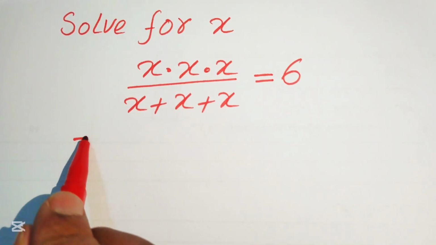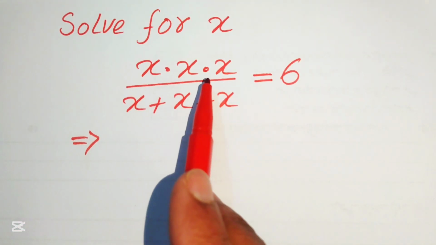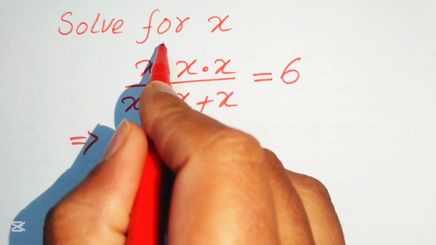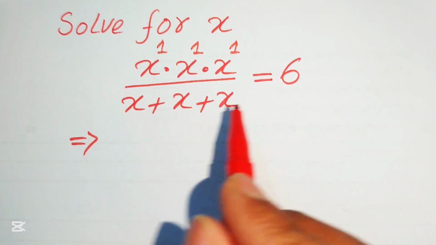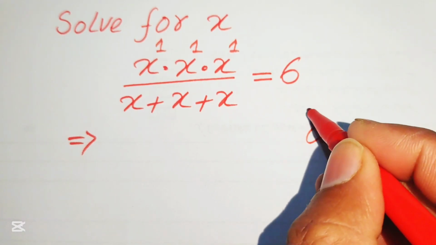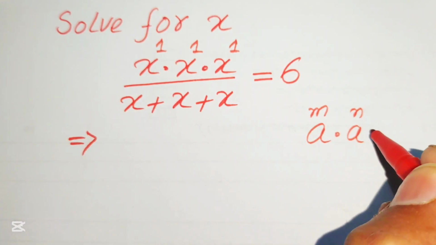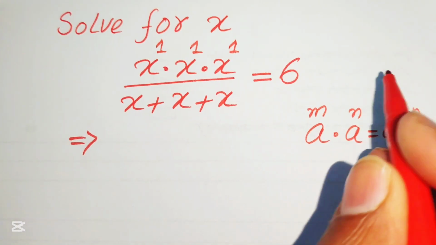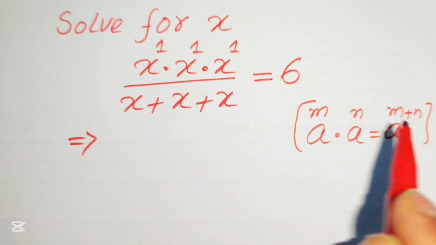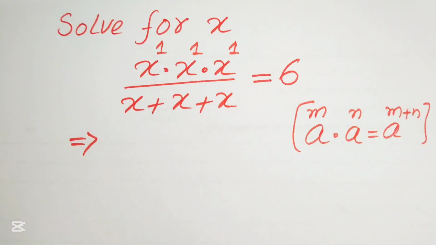So here the very first thing we are going to do is, you see that x is multiplied 3 times and its exponents are 1 in each case, so here we apply the exponential law. You know about this law: if we have a to the power of m into a to the power of n, it equals a to the power of m plus n. Here we apply this nice exponential law on the numerator term.